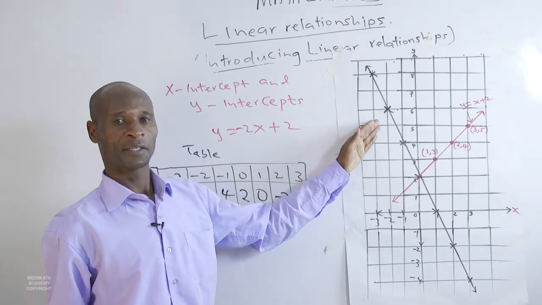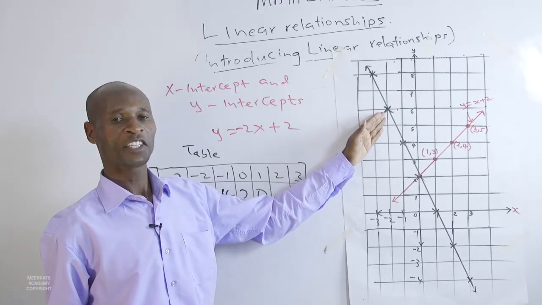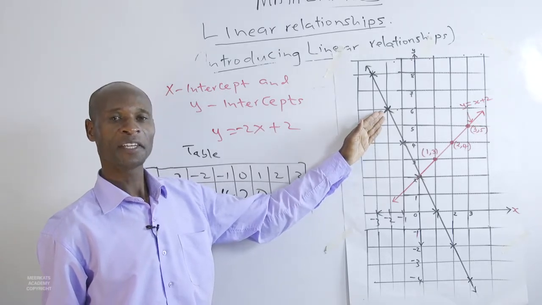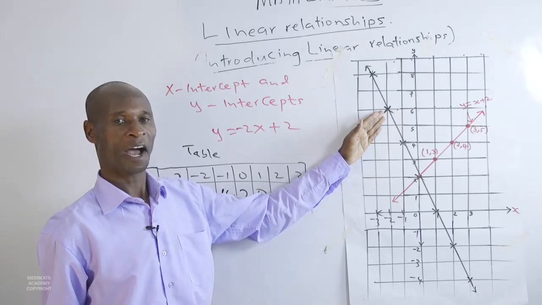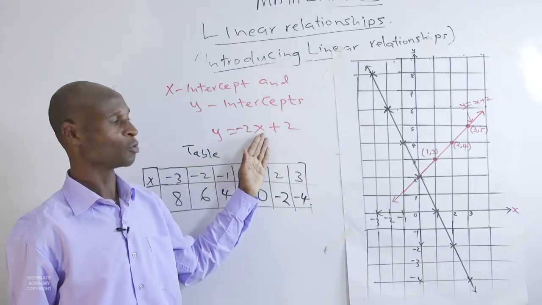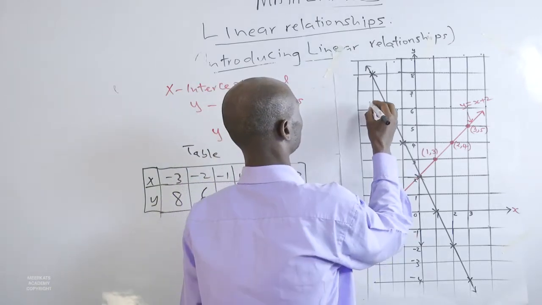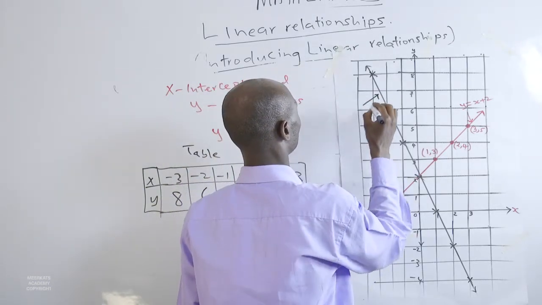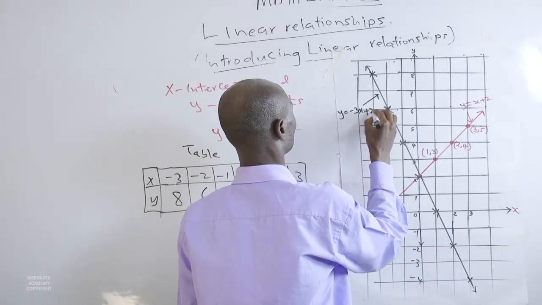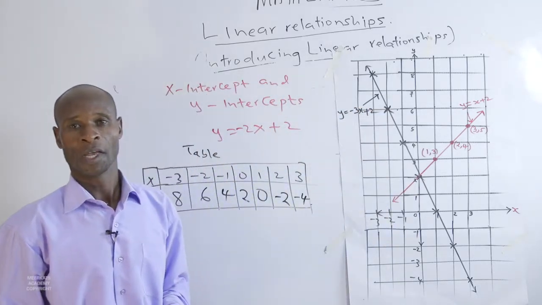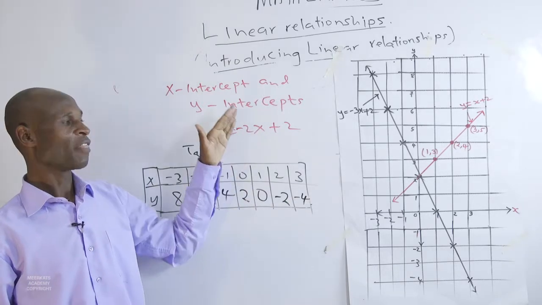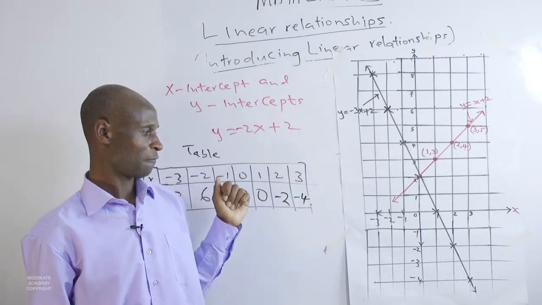We notice that our graph is a straight line, and therefore we indicate the equation of our graph as y is equal to negative 2x plus 2. That is how we draw the table values, and that is how we plot the graph.